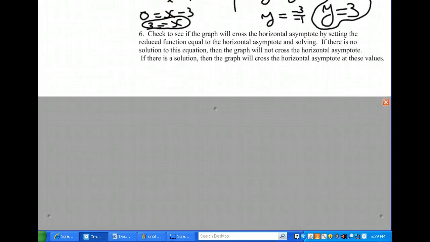And our next step is to check to see if the graph will cross the horizontal asymptote. Now, that might sound unusual to you, but it turns out that to the far left and the far right of these graphs, the horizontal asymptote is an asymptote, as you know the definition. That would be to the left of the x-intercept and the left of the vertical asymptote, and to the far right of the vertical asymptote and the far right of the x-intercept. That's where the horizontal asymptote acts as an asymptote. But in the middle, it turns out that you actually can cross it.